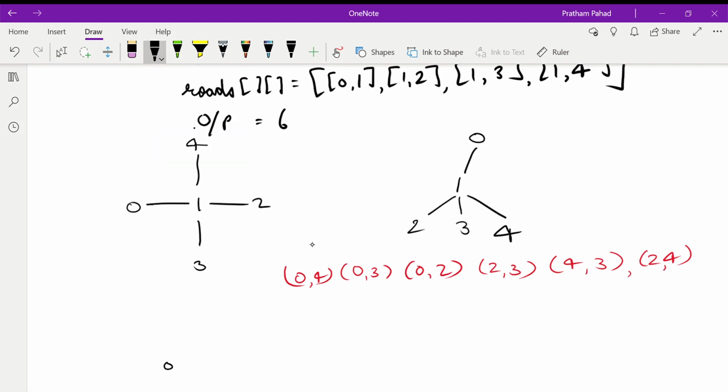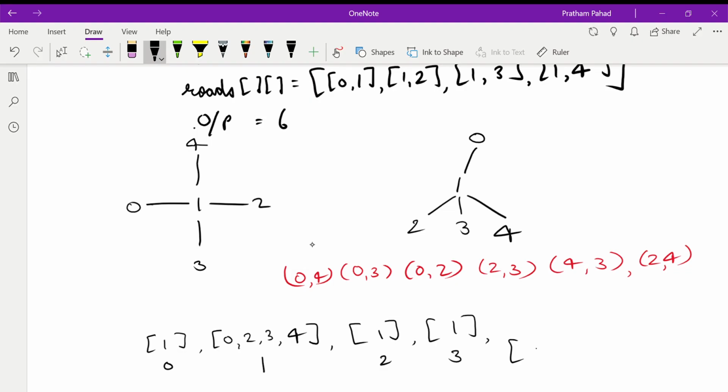From 0 we can go to 1. Since it's an undirected tree, from 1 you can go to 0, from 0 you can go to 1. From 1 you can go to 0, you can go to 2, you can go to 3, you can go to 4. From 2 you can go to 1, from 3 you can go to 1, and from 4 you can go to 1. So this is your graph. We have made your graph now.